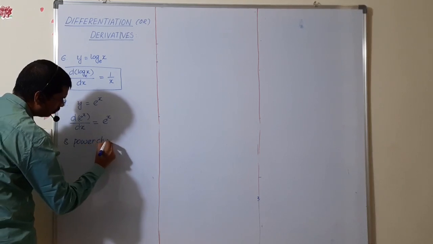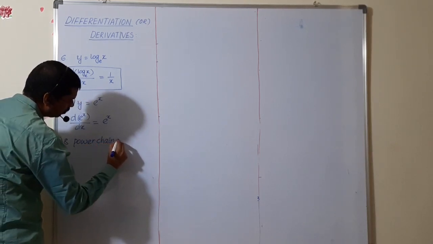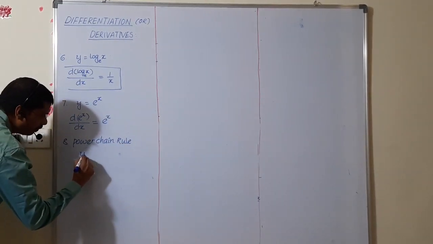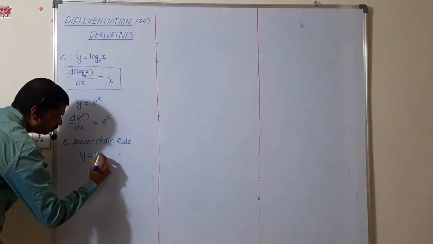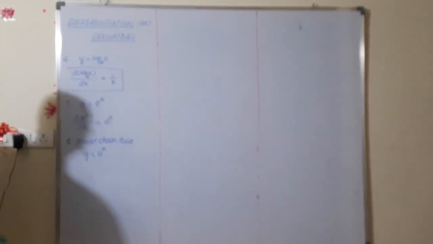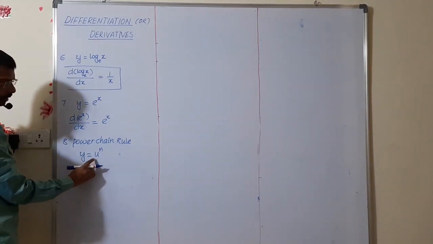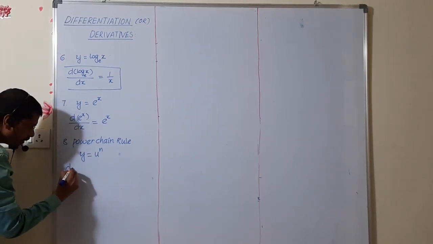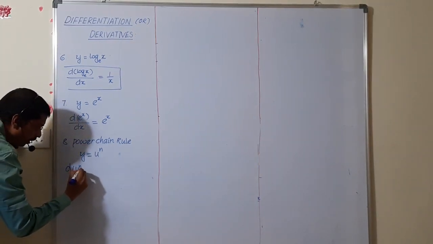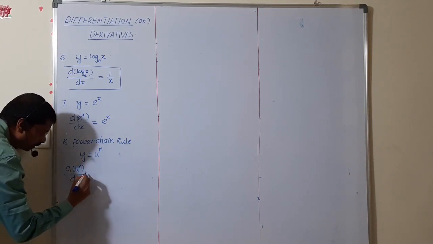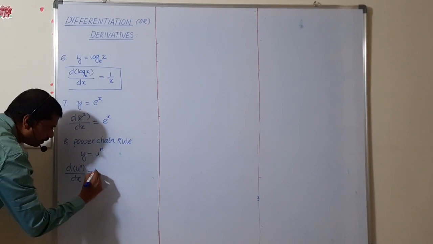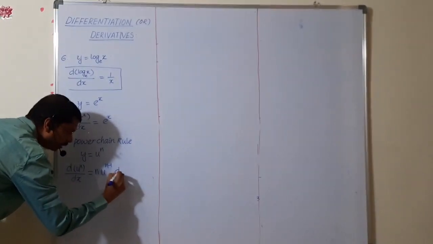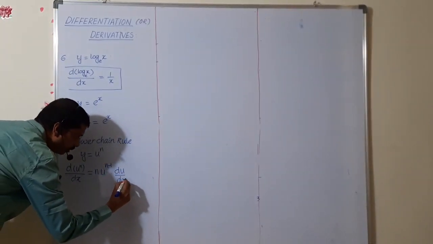The power chain rule. How will it be? For example, y value is given u to the power of n. It is a given value. Here y is equal to u to the power of n. In this case, how can we write? d u to the power of n upon dx. The formula is n, you write as it is, again u to the power n minus 1 into du upon dx.